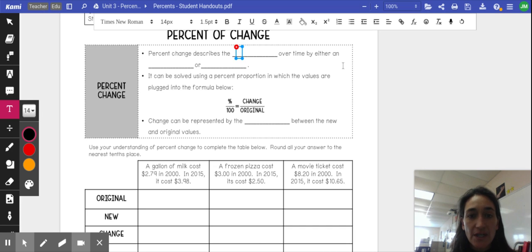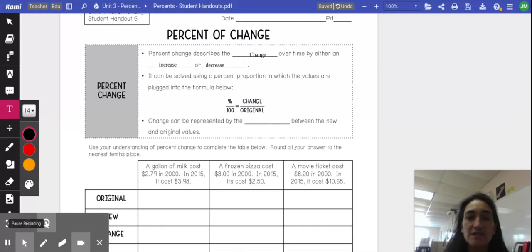Okay, guys, I'm going to go ahead and describe percent of change. I'm going to use this handout to kind of guide me through it. So here we go. Percent of change can be described as the change over time by either an increase or a decrease.